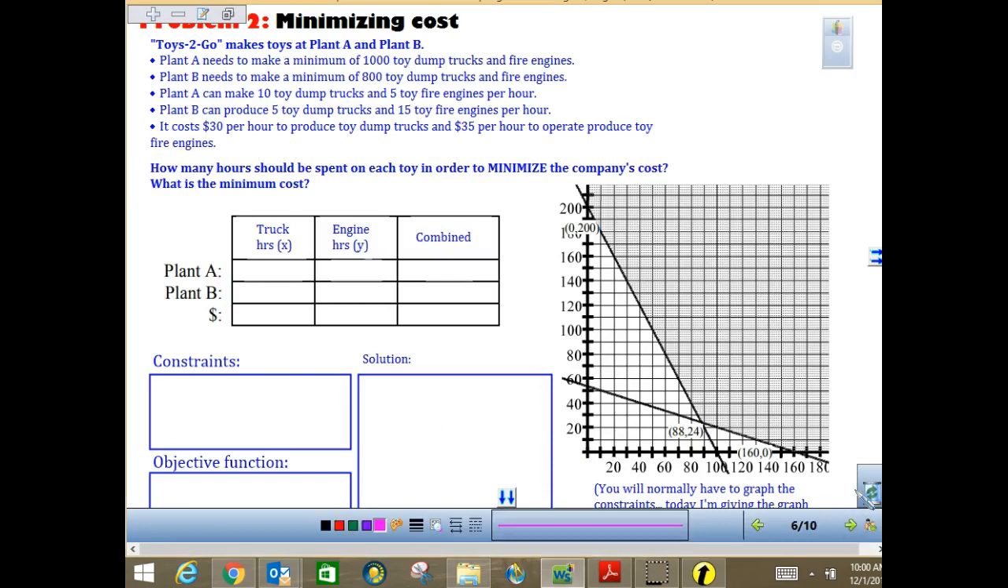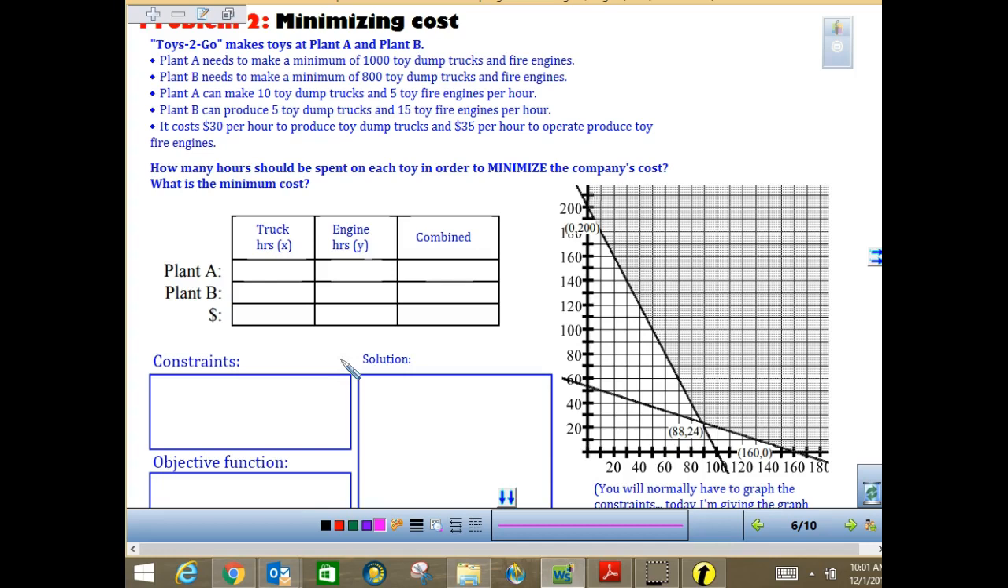Okay? So, if we are reading in this one, Emily, you want to read first? Toys to go makes toys at plant A and plant B. Plant A needs to make a minimum of 1,000 toy dump trucks and fire engines. Plant B needs to make a minimum of 800 toy dump trucks and fire engines. Plant A can make 10 toy dump trucks and 5 toy fire engines per hour. Plant B can produce 5 toy dump trucks and 15 toy fire engines per hour. It costs $30 per hour to produce toy dump trucks and $35 per hour to produce toy fire engines.